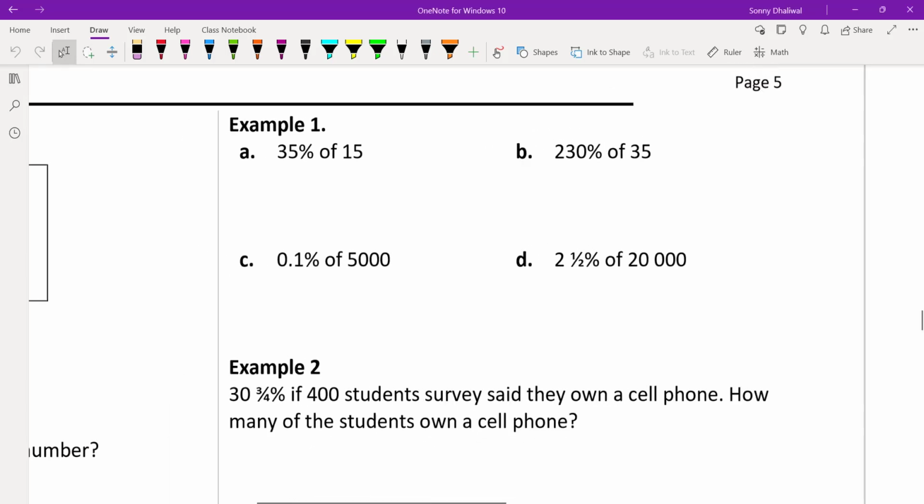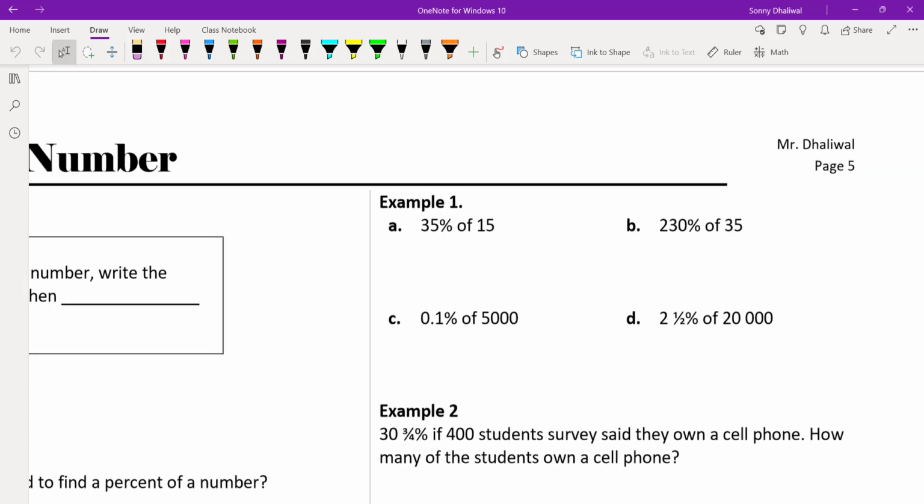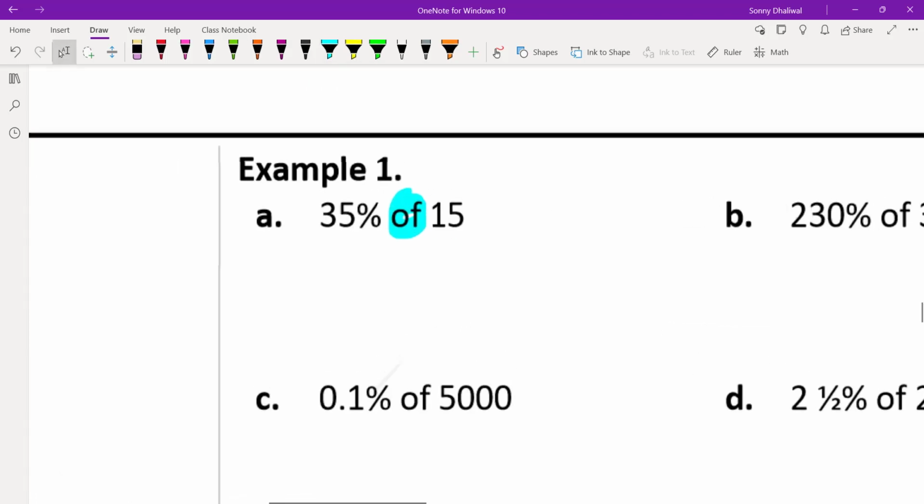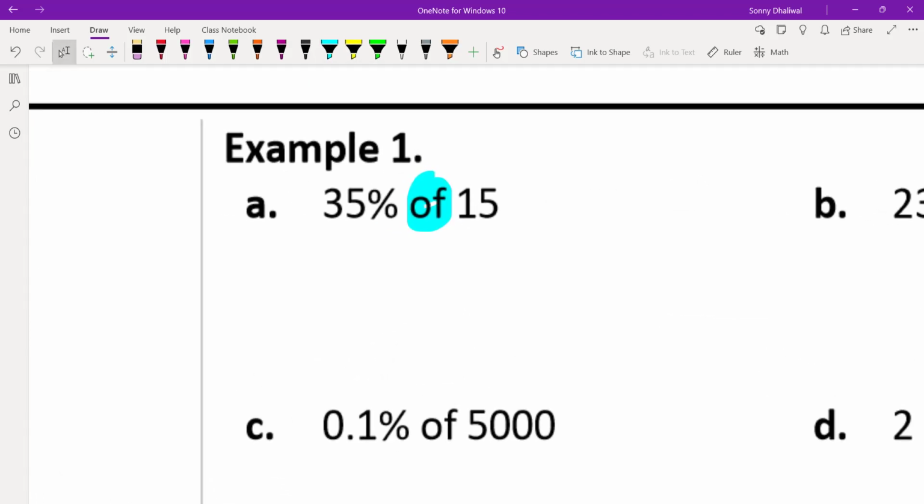Okay, so last day, we tried to figure out what a percentage of a number is. And I said there's basically one step you need to do. You need to convert that percentage into a decimal, then do your calculation. The word "of" mathematically means what? Add, subtract, multiply, or divide? Multiply, right? So I'm going to change that to times 15.